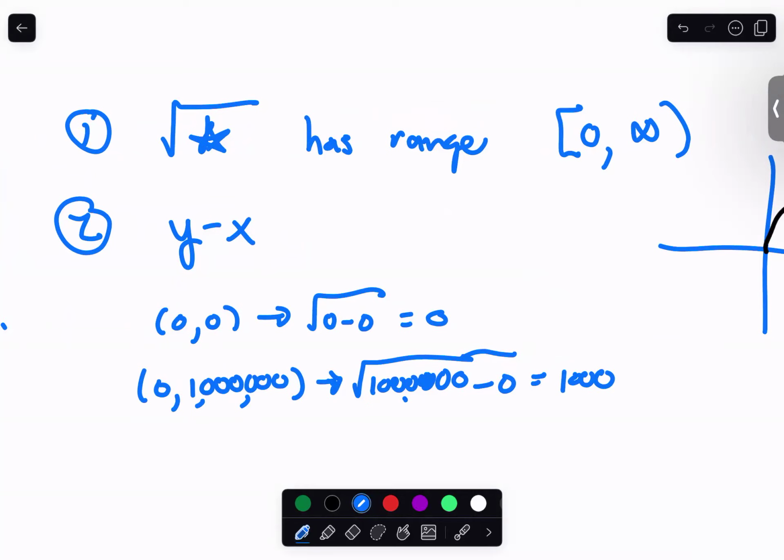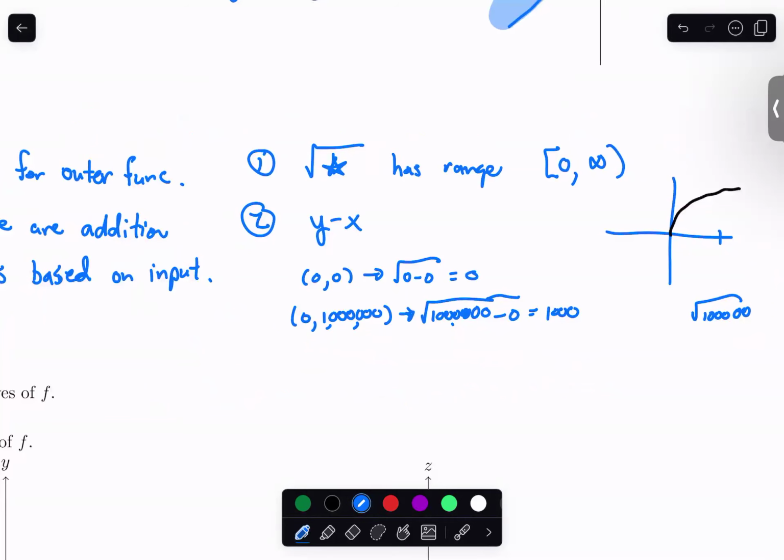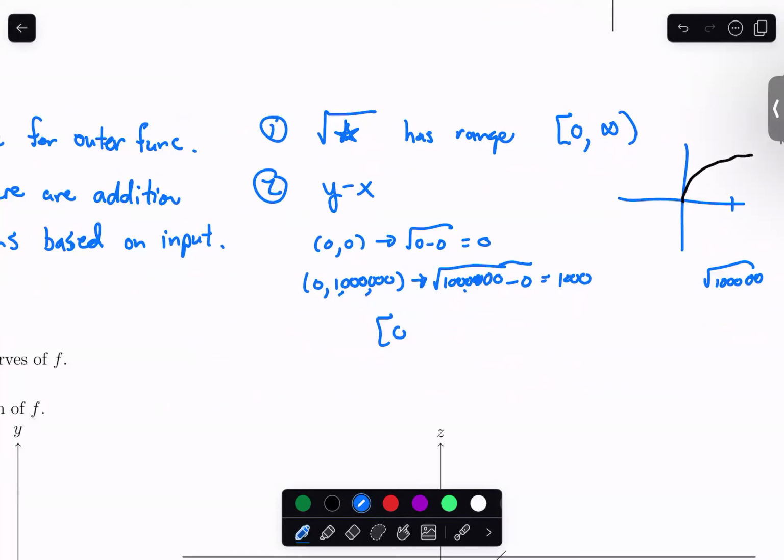So the y minus x doesn't give us any additional restrictions. We can still put in basically all real numbers into my square root. And so therefore the range will stay as is. There are no additional restrictions. So my final answer for this one would be 0 to infinity.